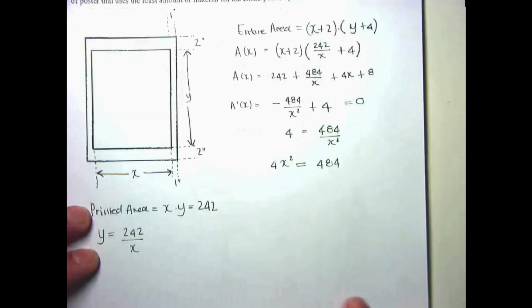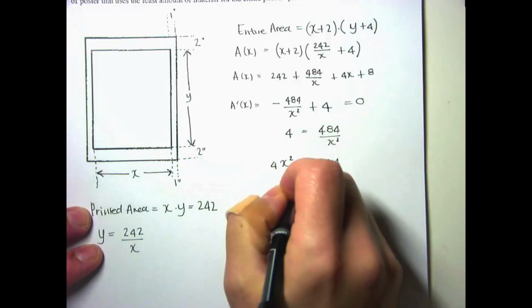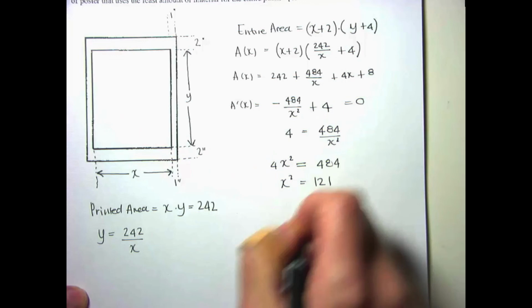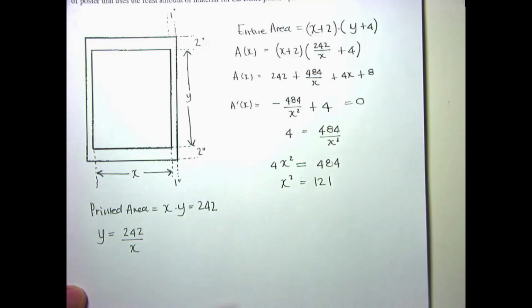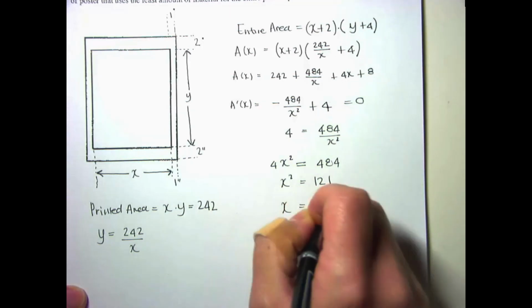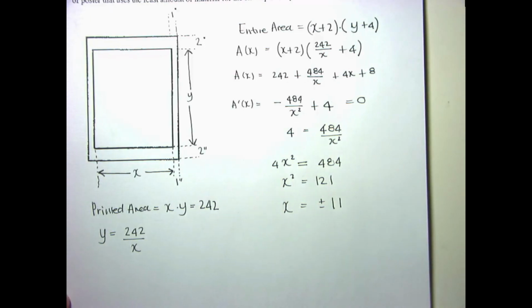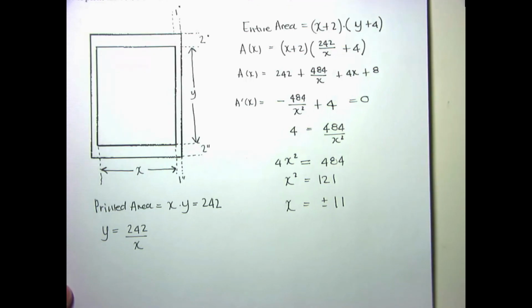If you want to, you can go ahead and just take the square root of each side, or divide first by 4. Let's see, what is 484 divided by 4? Equal to 121. If I take the square root of both sides, we get that x is equal to plus or minus 11. Of course, the negative answer here does not make sense in the context of the problem, so we're looking for x equal to positive 11 here.